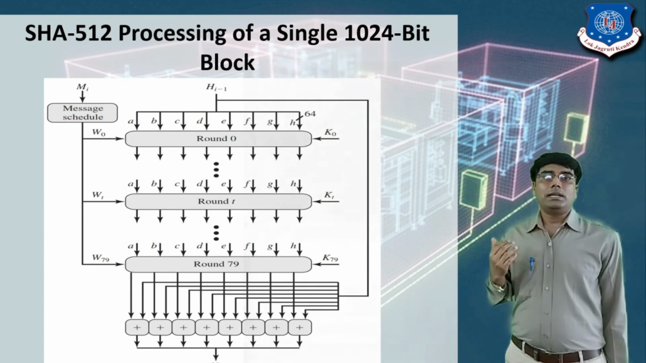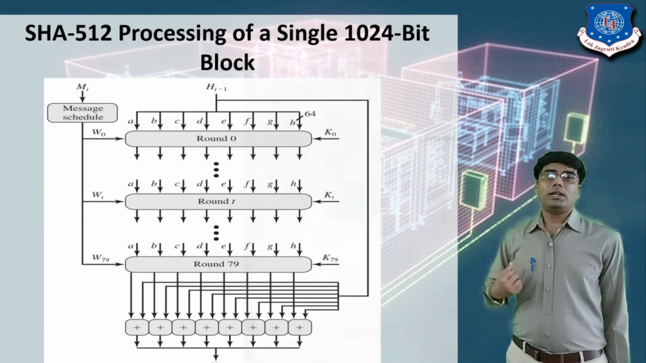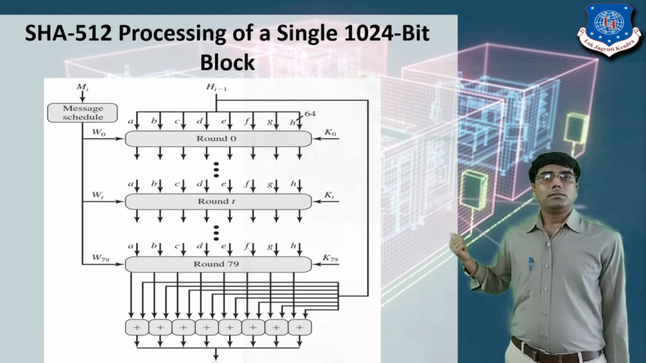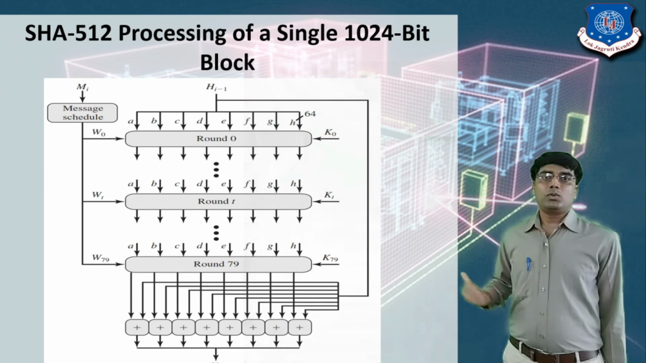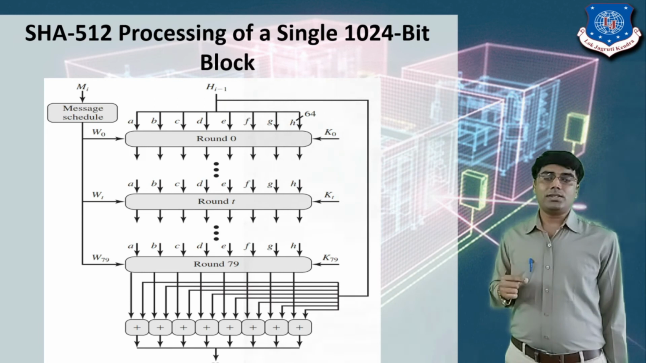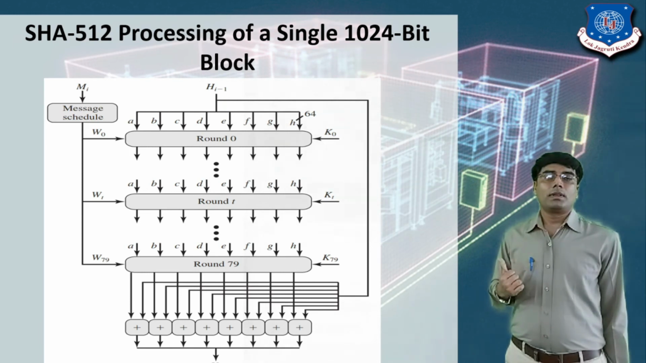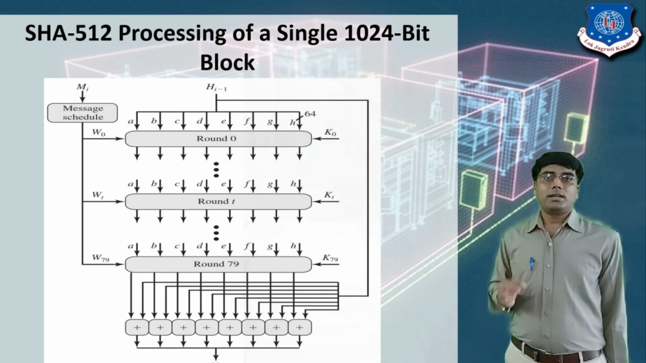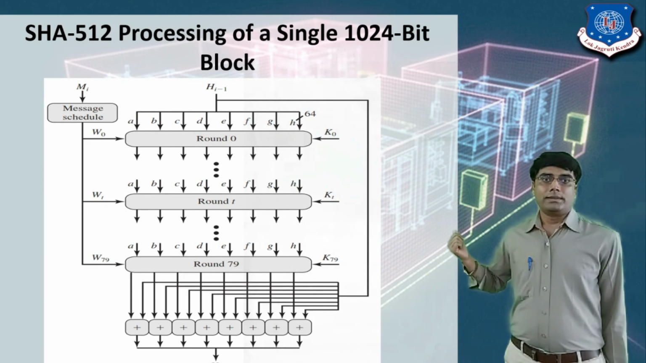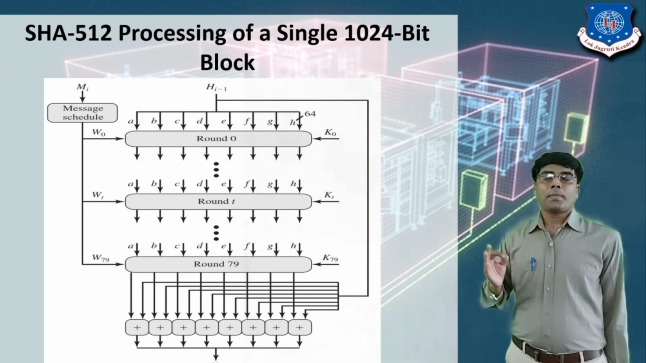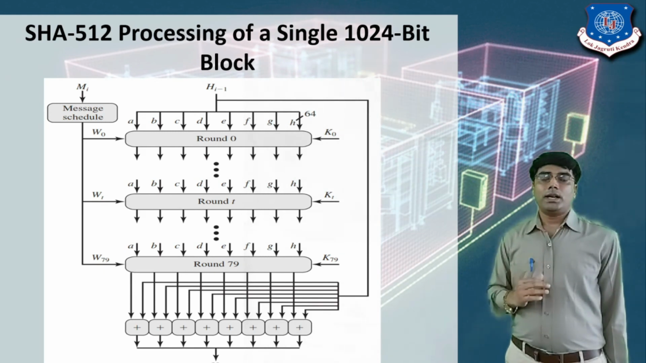So it means after completion of round 79, the initialization buffer is added with the output generated after round 79, and the addition is modulo 2 raised to 64. After applying this, it generates a hash code, and the size of the hash code is 512 bits, right? So this is all about SHA-512.